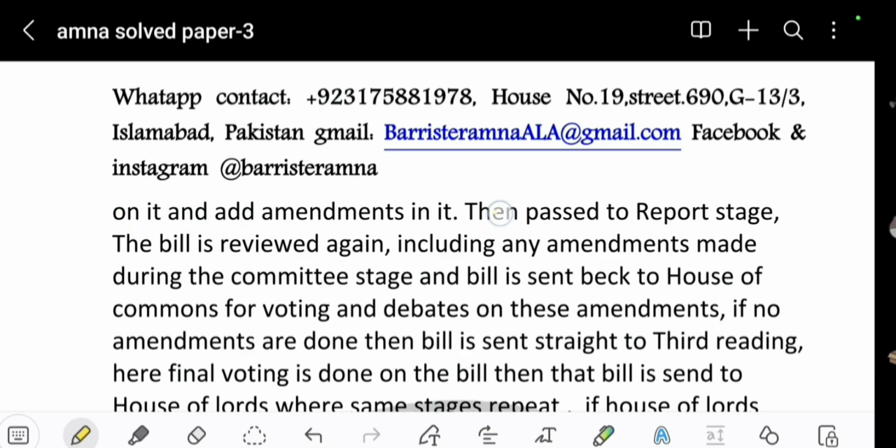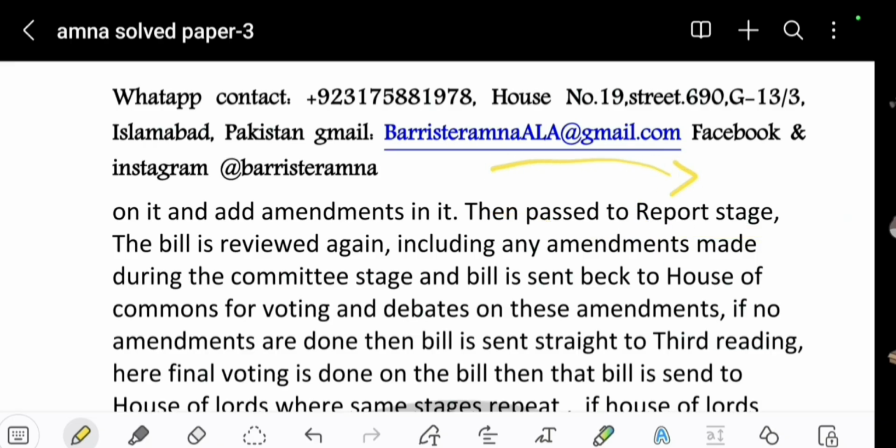Okay, then pass to the report stage. So basically after completing the committee stage, the bill will go to the report stage. So you should not write fourth stage or fifth stage. Instead you have to memorize all of these stage names, like report stage, committee stage, and the first reading, second reading. You have to memorize them the same way.